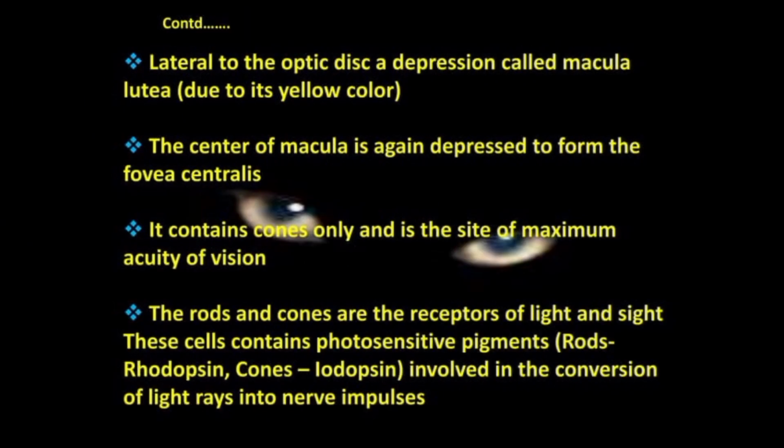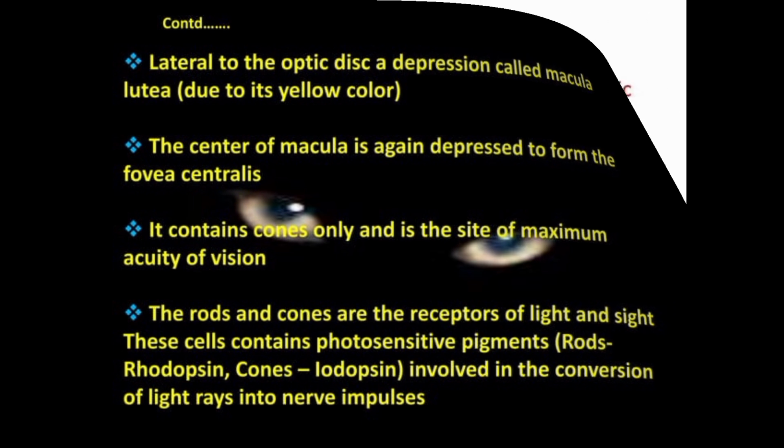Lateral to the optic disc is a depression called the macula. The center of the macula is again depressed to form the fovea centralis. It contains cones only and it is the site of maximum acuity of vision. The rods and cones are the receptors of light and sight. These cells contain photosensitive pigments: rods contain rhodopsin and cones contain iodopsin, involved in the conversion of light rays into nerve impulses.